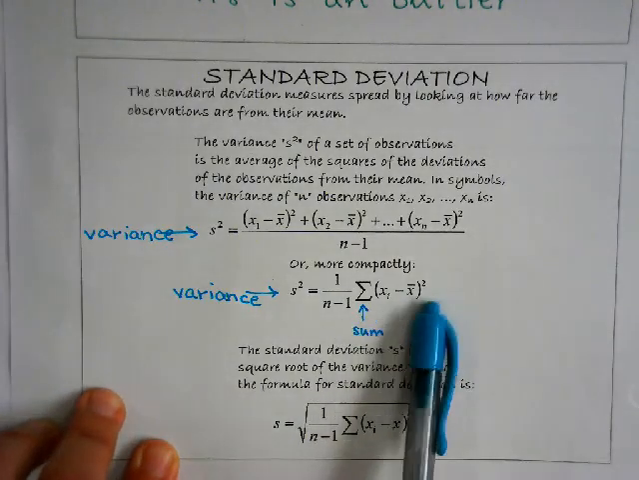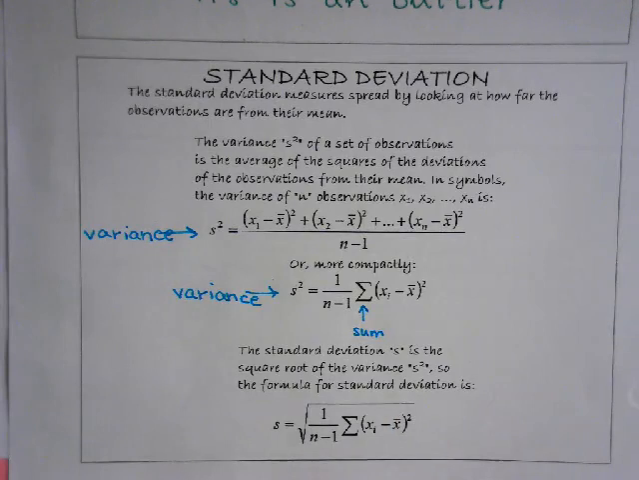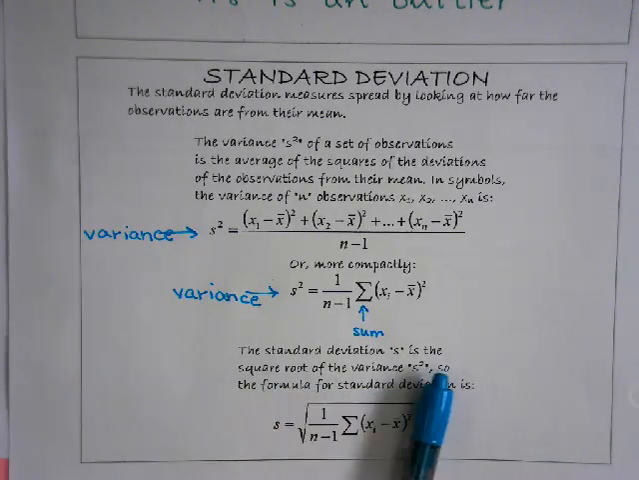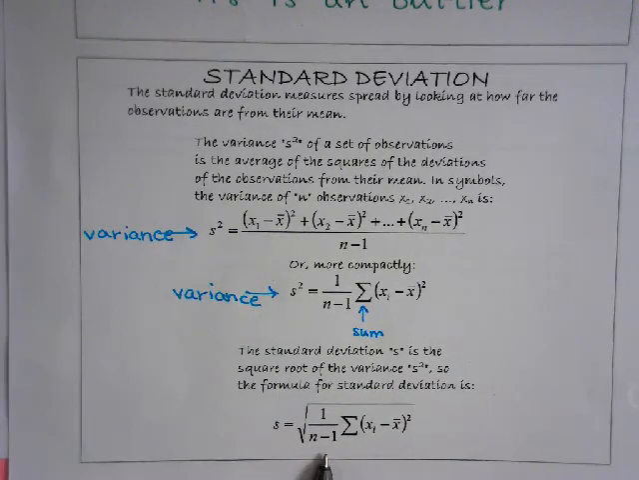Like I said, I don't expect you to memorize this. I just want you to be familiar with it. That is for variance. Standard deviation, we use the letter S for, and it's the square root of variance, because we used s squared. So the formula for standard deviation looks like that. Again, I don't expect you to have it memorized. The calculator does it for you. I just want you to be familiar with it.